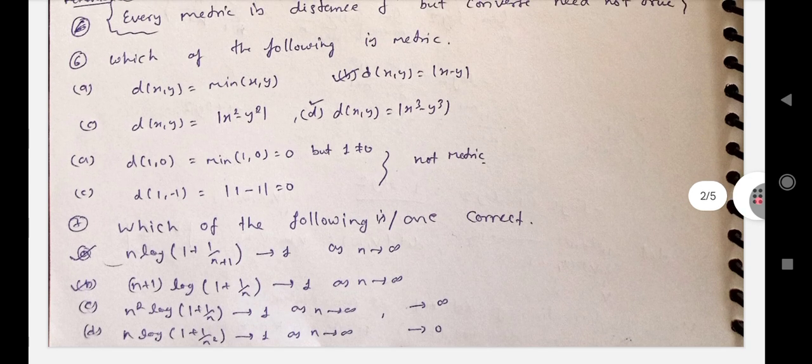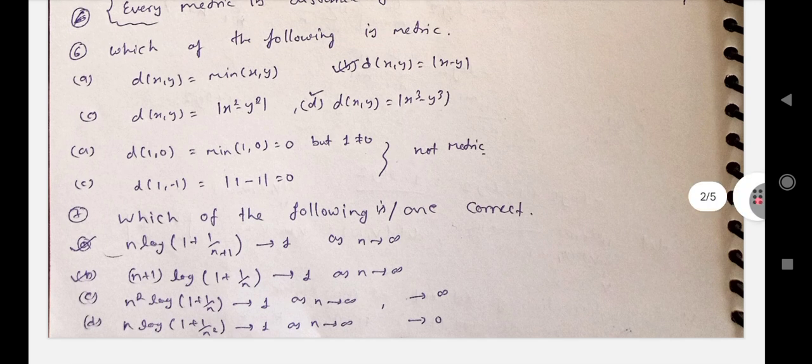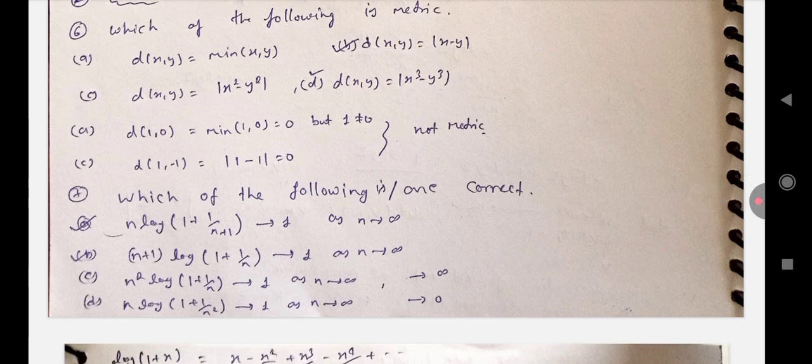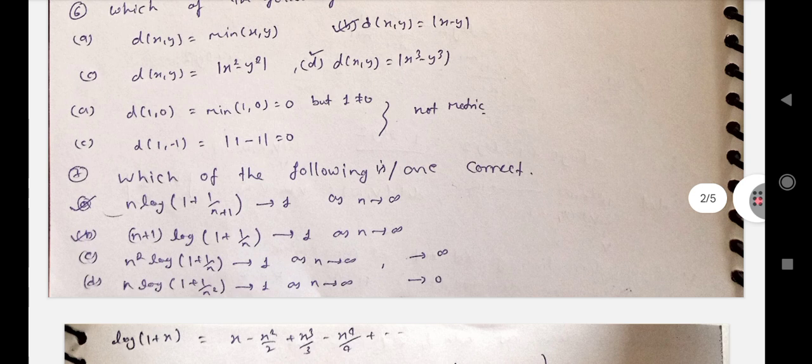Now we need to find why a and c are not true. If we take d(1,0), the minimum of 1 and 0 is 0, but 1 is not equal to 0. In a metric space we require d(x,y) is 0 if and only if x equals y, but in this case 1 is not equal to 0. Now for option c, if we take d(1,minus 1), this becomes 0, but 1 is not equal to minus 1. So this is a counterexample for a and c, and b and d are true.